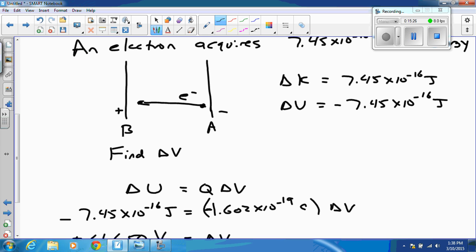Because if I am going from a negative plate to a positive plate, I have to be going up in voltage. Positive charges produce positive potential. Negative charges produce negative potential.